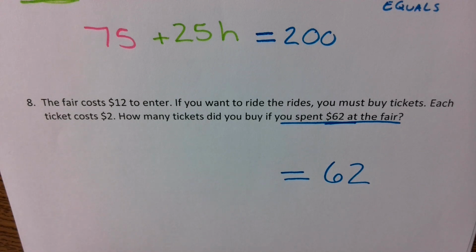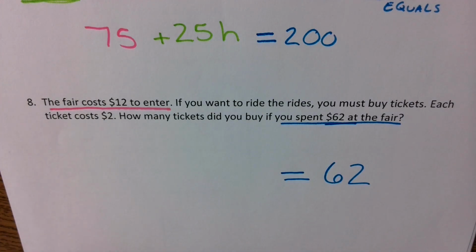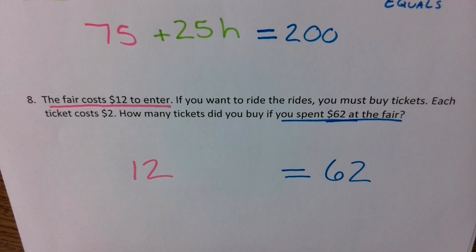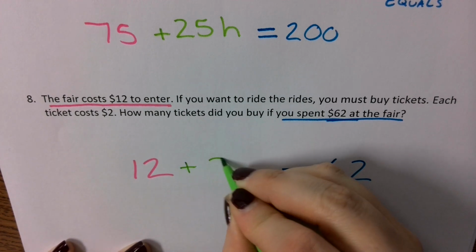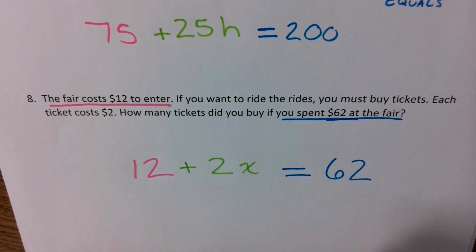All right, so you spent 62. That's what it's equal to. What's the one-time price that we have to pay? We only have to pay it once. What is that going to be? Kaylin? $12, right? You enter the fair. Once you enter the fair, you're in. You don't have to pay it again. You pay $12 just one time. But now you want to ride the rides, so you've got to buy tickets. How much were the tickets? $2. So $2 per ticket. I'm just going to put X for tickets, because T looks too much like a plus sign. All right? So there is our equation for that one.